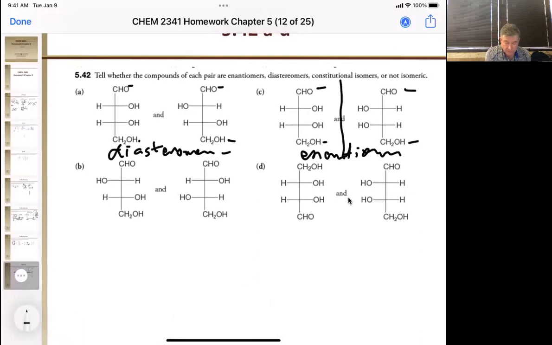Now let's do this over here. We have same groups here and all there. And they are also mirror images of each other. So these are also enantiomers.